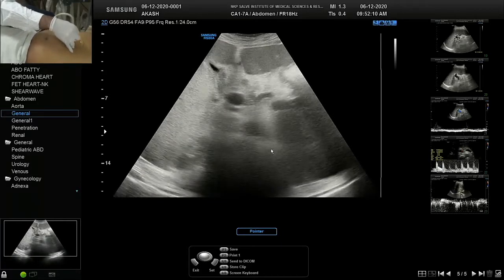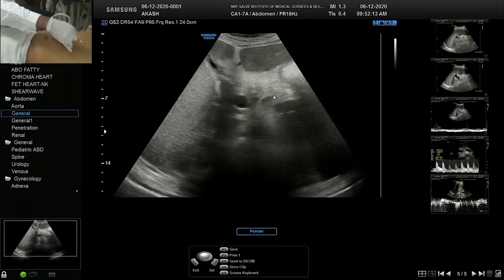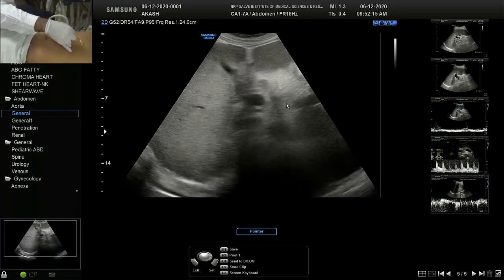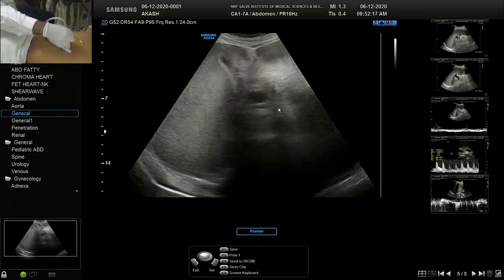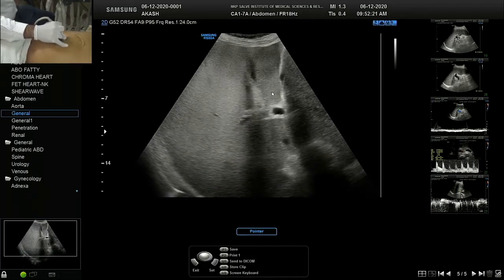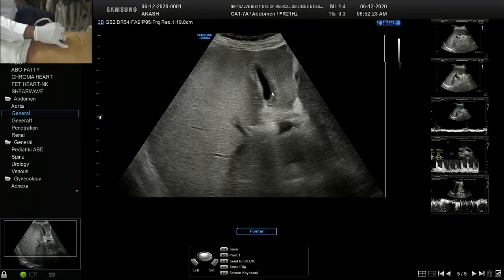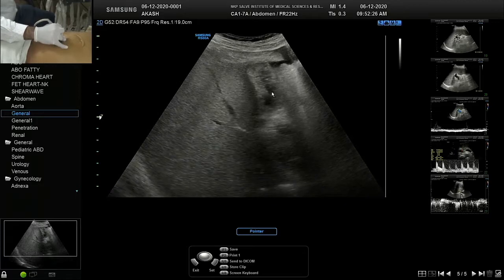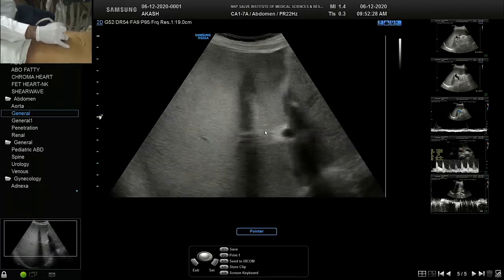That is the confluence here. You can see the splenic vein appears prominent. We will measure it later. We'll see the gallbladder. Gallbladder is apparently normal, little bit wall edema here.